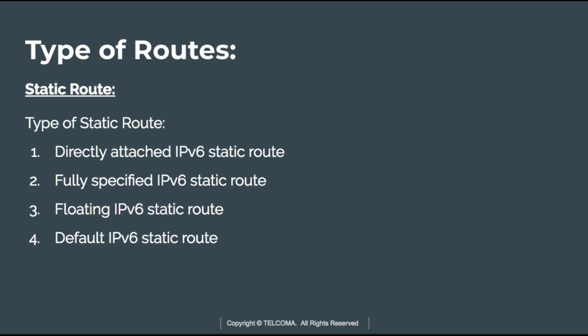After that, the fully specified IPv6 static route. A fully specified static route is created when specifying the outgoing interface and whenever we have to define the next hop IP address.